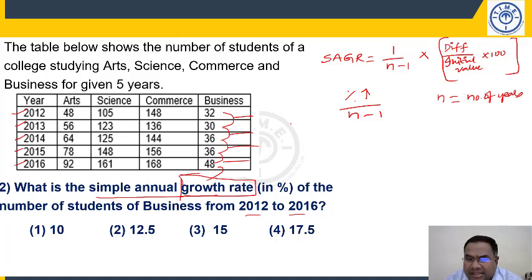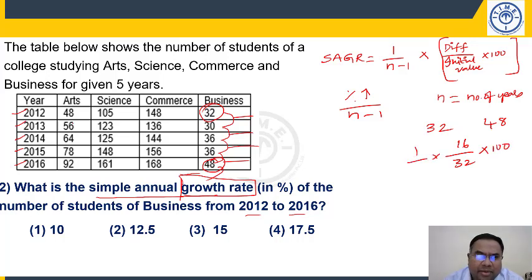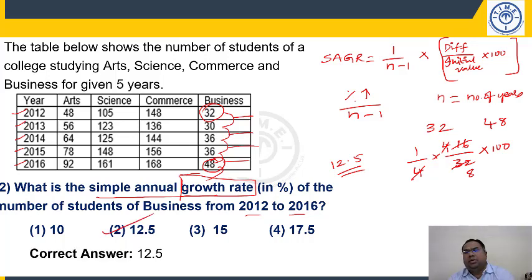So here, for the percentage increase, 32 is 2012, 48 is 2016. So 32, 48, the difference is 16 by the initial value 32 into 100, into 1 divided by the number of years minus 1. So 5 years, so 4 growth periods. So this goes here, 4 goes 4 times, 4 goes 8 times. 100 by 8 is 12.5. 12.5 is present in choice 2. 12.5. So don't divide by 5.